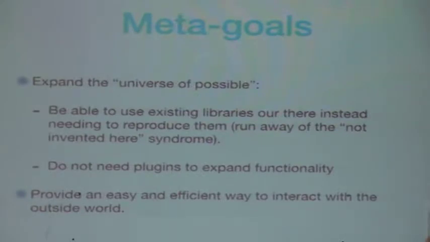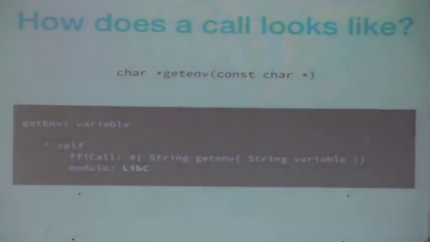So, there are some meta goals, which were to make it easy to do FFI, to expand the universe of possible stuff. So make it easy for people to wrap libraries or to interact with the outside world without much problems. As you see, this is how it looks, a call out. In fact, in UFFI it's the same syntax as NativeBoost, with the difference that it is an FFI call and not an MV call.